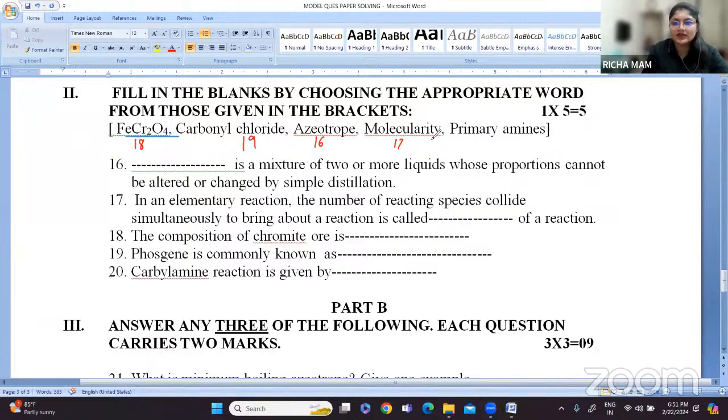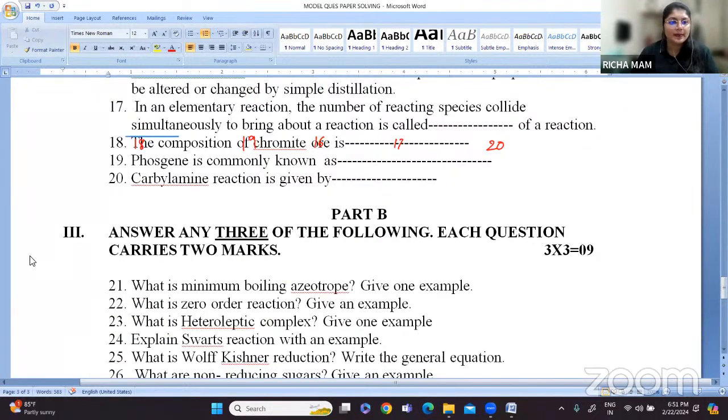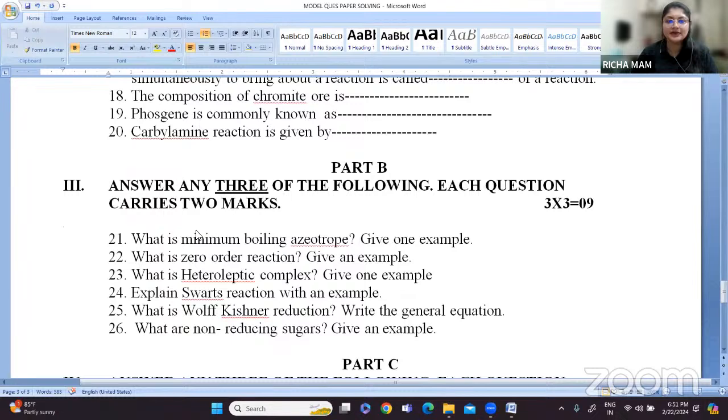Priyanka, Vedvati have answered it right. It is primary amines. So if you correctly write 15 proper answers for the MCQs and these 5, you will get 20 marks. So 20 out of 20 you can score here. Is it clear till here?